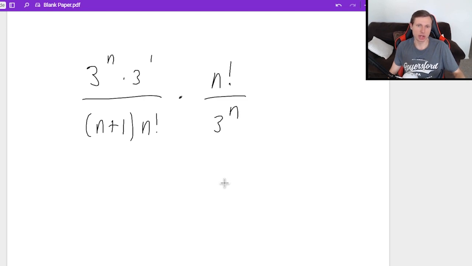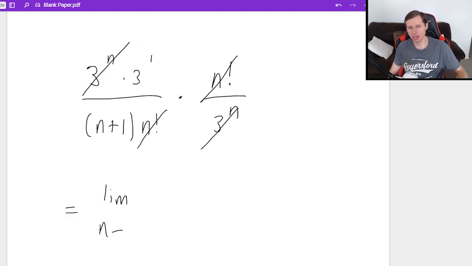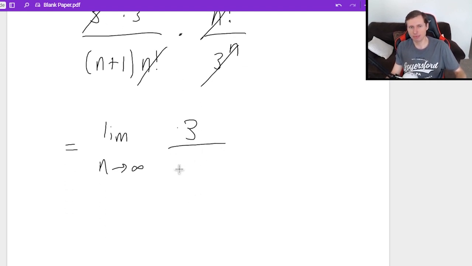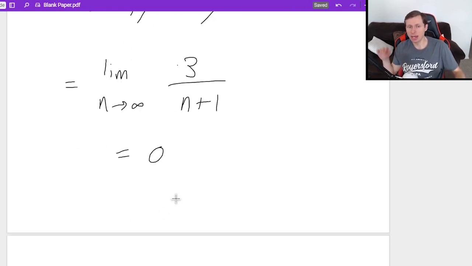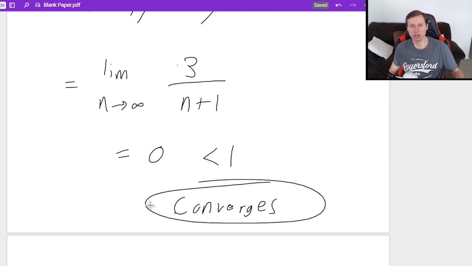Now the reason why this strategy works so well is because now the n factorials will cancel. The 3 to the n's will also cancel. And it looks like you're just left with the limit as n goes to infinity of 3 to the first, which is just 3, divided by n plus 1. And if you know your limits at infinity, you know this is going to be 0. Now I don't care that it equals 0 as much as I care that that number is less than 1, and by the ratio test we would say that converges. So this series is going to converge.